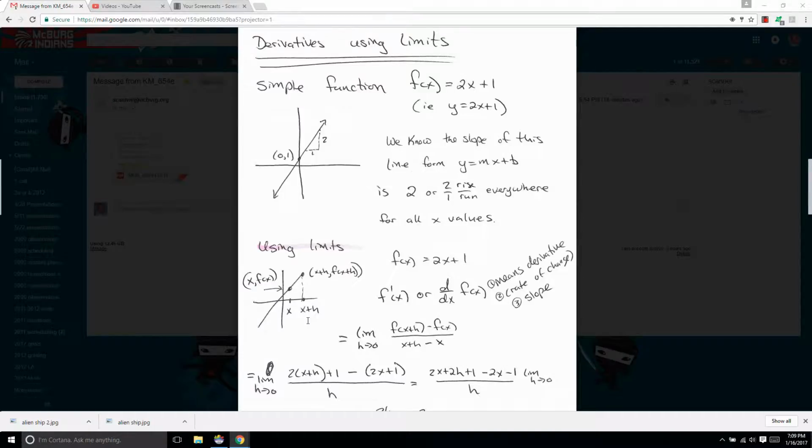So what we find out is if we let h approach 0, then the basic concept is we are now not talking about a secant slope anymore. We're talking about a tangent slope. So we use the limiting process to turn a secant slope into a tangent slope.